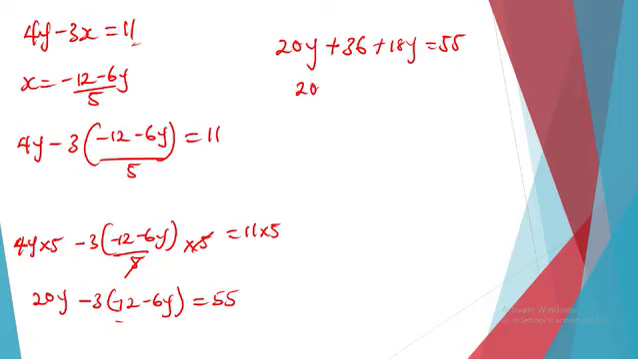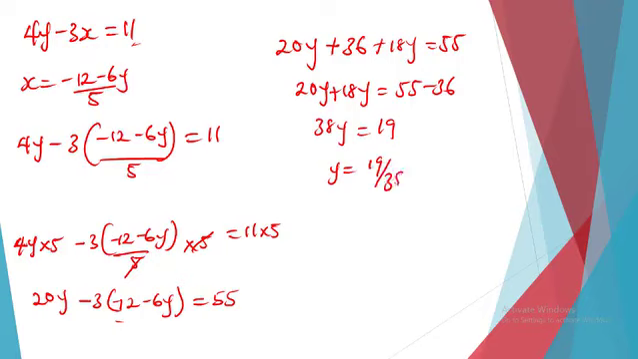Collecting like terms, we have 20y plus 18y to be equal to 55 minus 36. That is this 36 crossing over to the right hand side of the equation. Then we have 38y to be equal to 55 minus 36, which will give us 19. Therefore, y is equal to 19 over 38. 19 into itself is 1, 19 into 38 is 2. y is equal to 1 over 2.